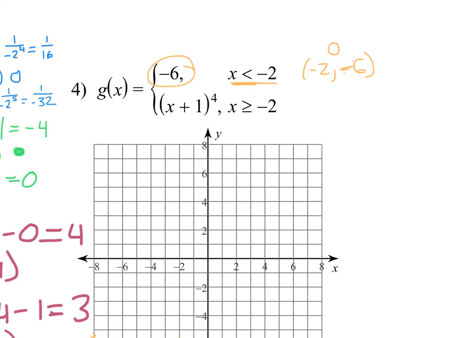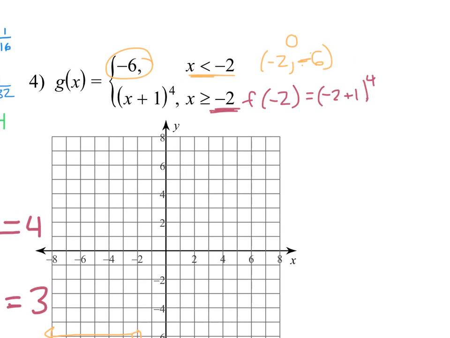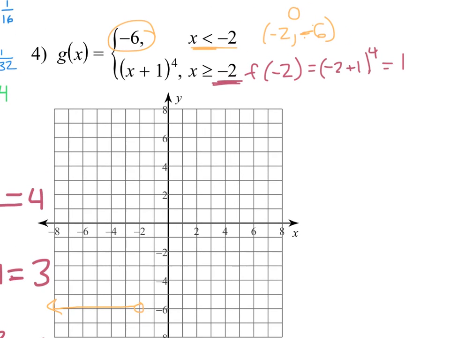Next, we need to plug in points for x plus 1 to the 4th power. We're going to start by plugging in our negative 2. So f of negative 2 is equal to negative 2 plus 1 to the 4th power. Negative 2 plus 1 is negative 1. Negative 1 to the 4th power is positive 1. So our point here is going to be negative 2, 1. And we're going to have a closed circle here since it's a greater than or equal to sign. So we go down 2, to the left 2, and up 1.